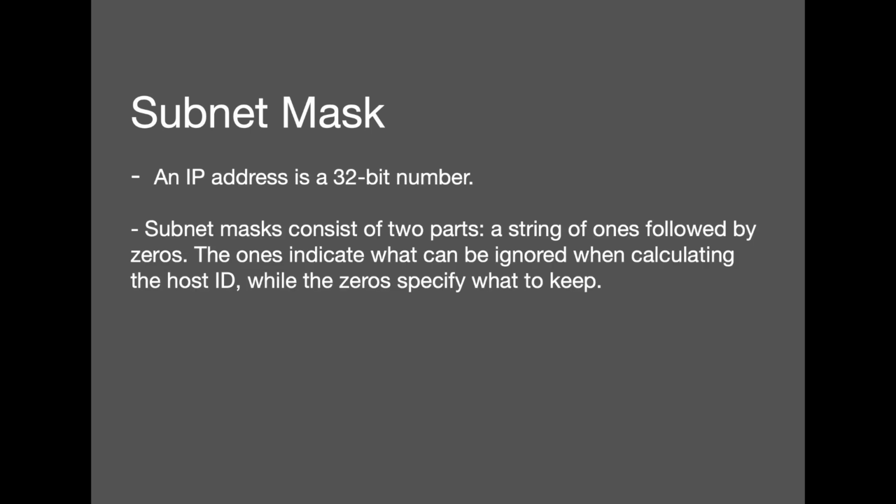Now, let's talk about subnet masks. Subnet masks play a crucial role in subnetting by defining the boundaries of these subnets. Think of them as masks that hide or reveal certain parts of an IP address. An IP address is a 32-bit number. Subnet masks consist of two parts, a string of ones followed by zeros. The ones indicate what can be ignored when calculating the host ID, while the zeros specify what to keep.